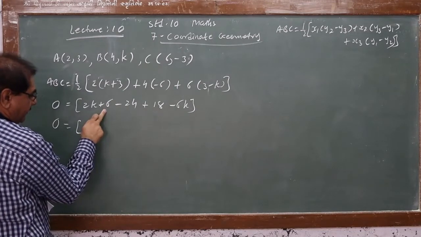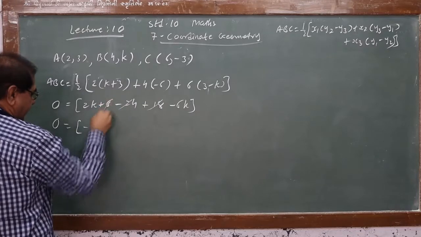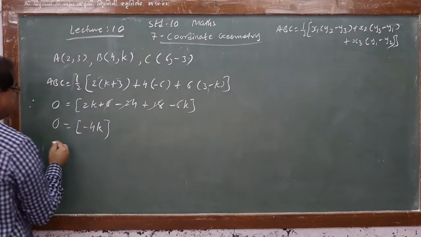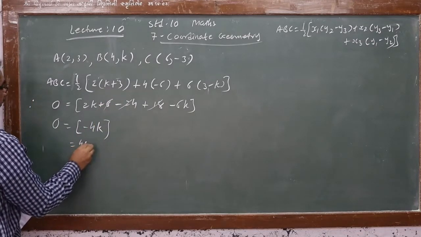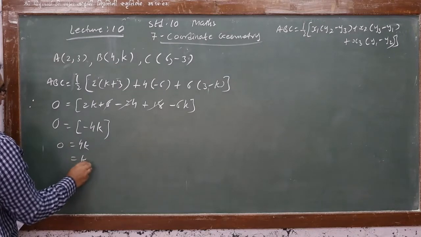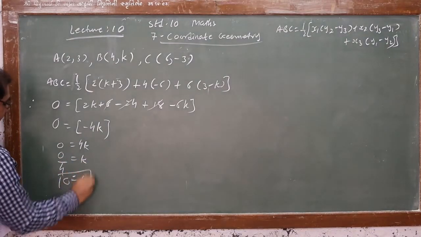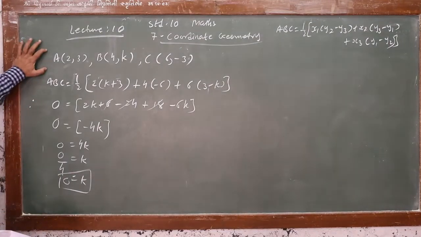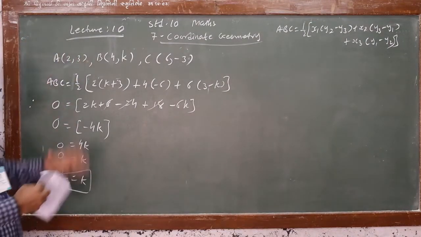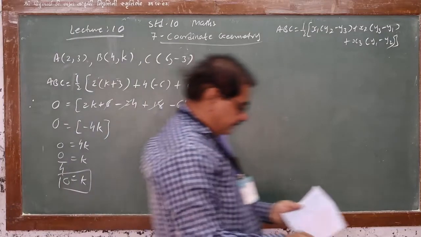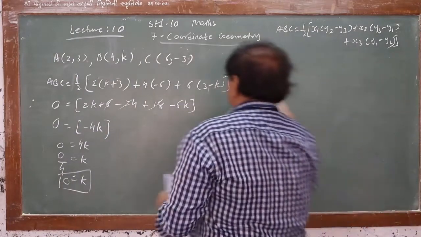18 plus 6 is 24 and minus 24, so they cancel. So minus 4k is 0, therefore 4k is equal to 0, therefore k is equal to 0 upon 4, therefore k is 0. So as the points are given collinear, we found the value of k. Okay?